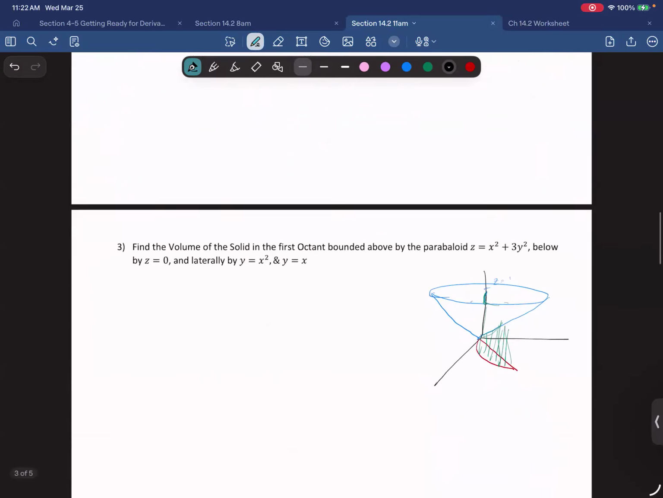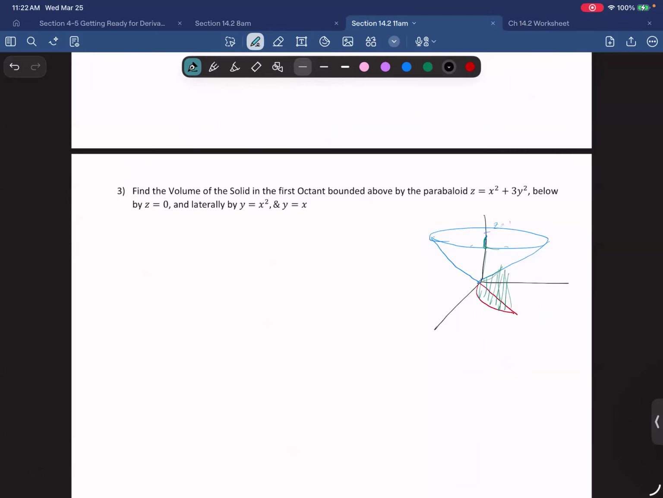All right. So here, find the volume of the solid in the first octant bounded by the paraboloid z equals x squared plus 3y squared. That's going to be my f of x, y. Below by z equals 0, and laterally by y equals x squared and y equals x. While that's a poorly drawn paraboloid, it is like a conic section going upward. And it says between that and z equals 0, that's the xy plane, which means it's below that. So this is designed to show that it's below.